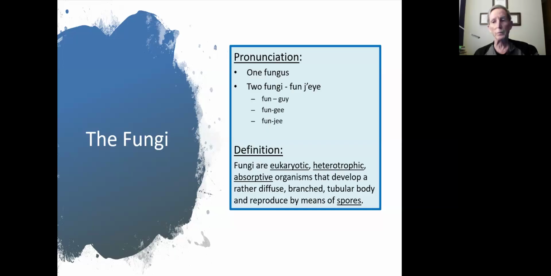So if you've ever wondered what makes a fungus a fungus, it's those four specific points there: eukaryotic, heterotrophic, absorptive, reproduced by means of spores and branching, etc. So each of those terms has a particular meaning, and I'm going to just go down into one, make sure you understand what that means.